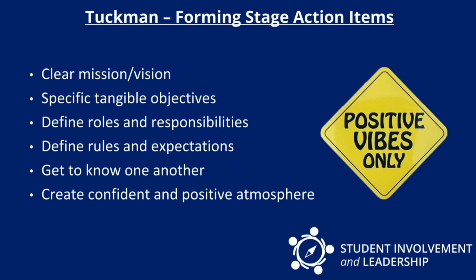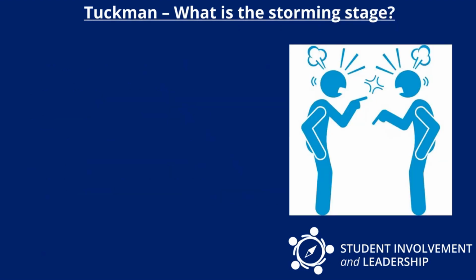So the next stage that you're going to start to move into once you start to establish your team in the forming stage is going to be the storming stage. So what is this storming stage? The storming stage is going to be the beginning of conflict on your team, where there's going to be a lack of role clarity and people are going to start to feel like your team is not living up to those high hopes that they had in the forming stage.